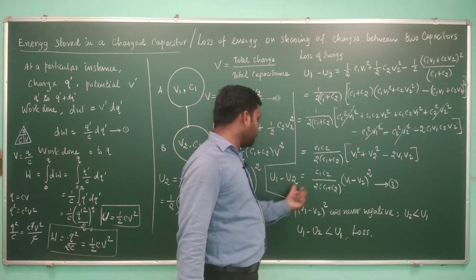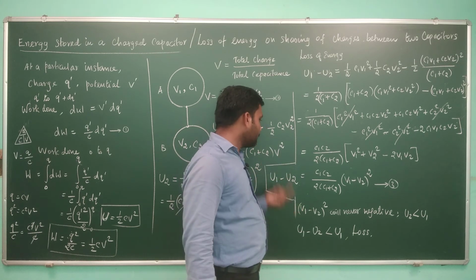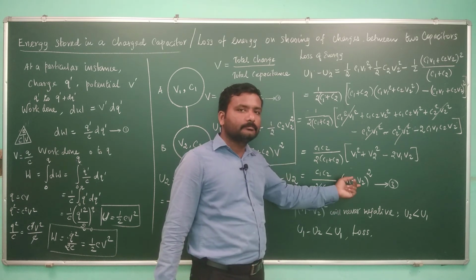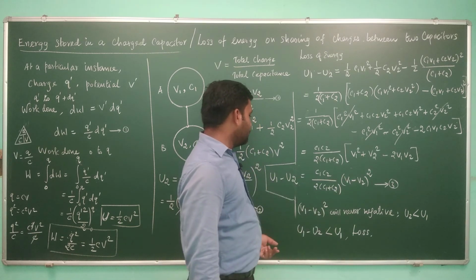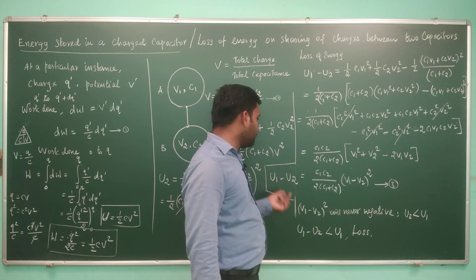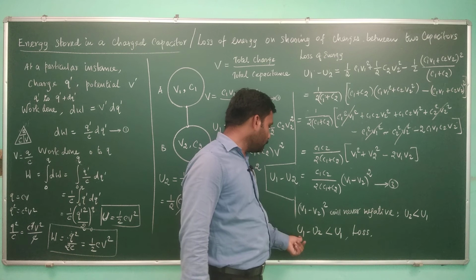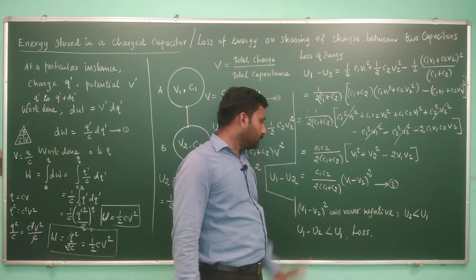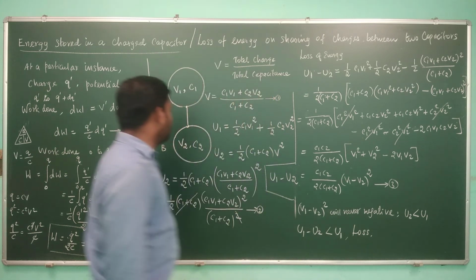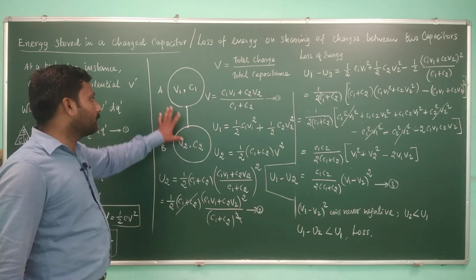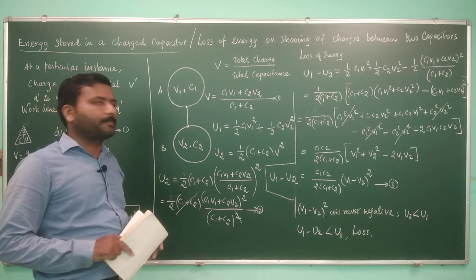So we need to estimate the nature of this energy, whether it is loss or gain. For that, this term (V1 minus V2) square is always positive. It will never become negative. So what will happen? U2 will be less than U1, so U1 minus U2 will always be positive, so there is a loss of energy. That loss of energy will be dissipated as heat, or it will be spent on the spark created when we try to join these two capacitors.